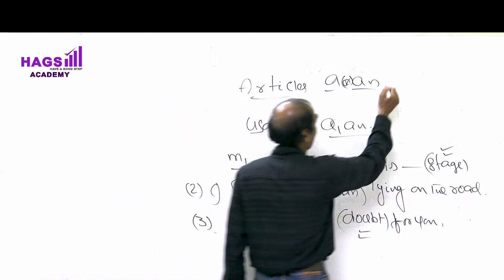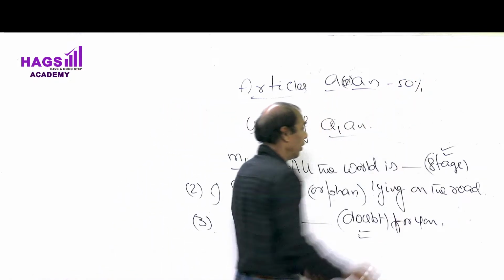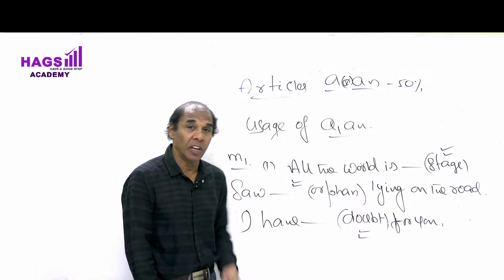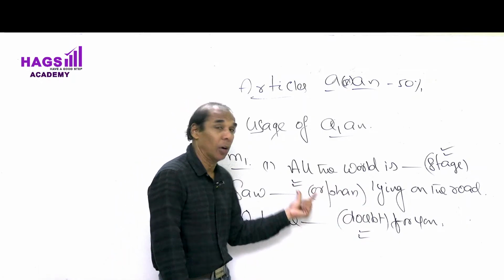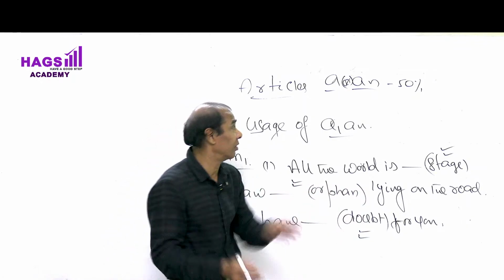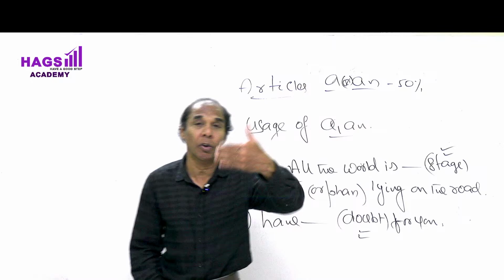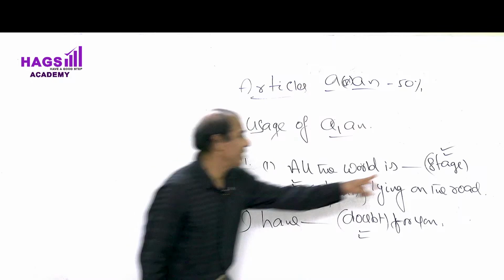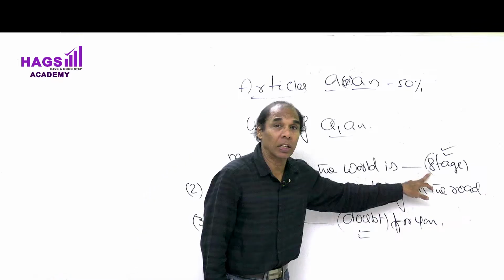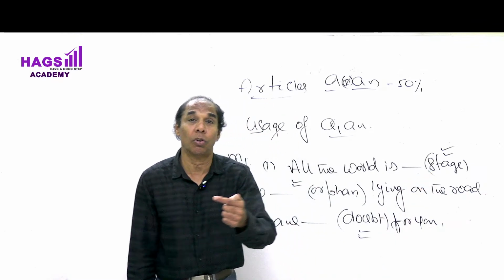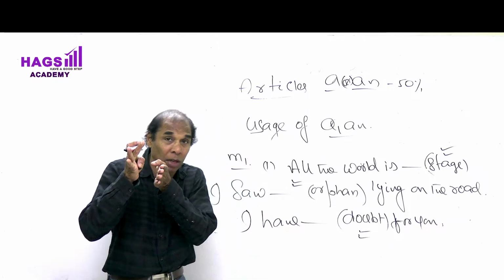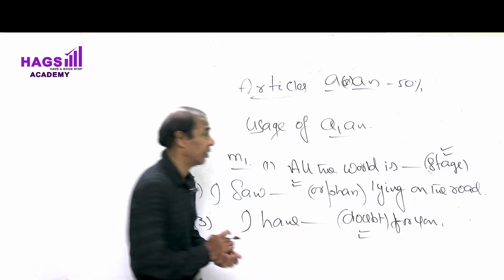50% we have got it. Every word is singular countable. If a word is singular and countable, we have to use A or AN. 50% we have got. Now, beginning with: see, stage. The sound of the word begins with S. S is related to the consonant family. If the sound of the word begins with a consonant, we have to use A.